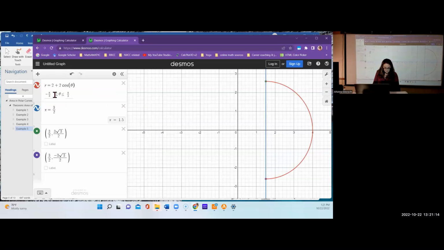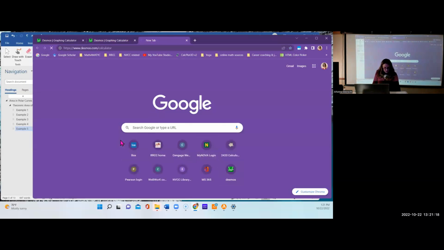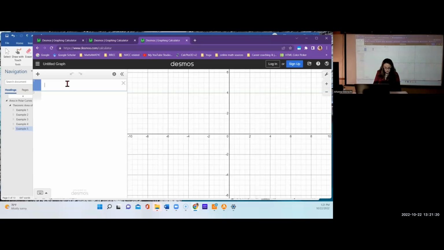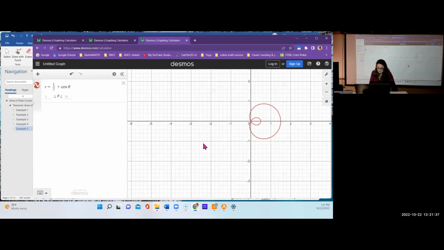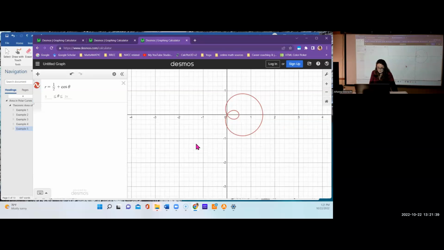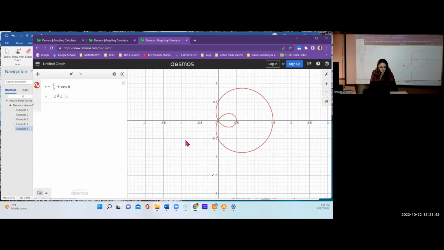So I'm going to open up a new screen. So we have r equal 1/2 plus cosine theta, I believe. All right. So there is our inner loop Riemann Sum. It's relatively small, right? So the maximum is out there at 3/2, which we found earlier. So we've got this right here.